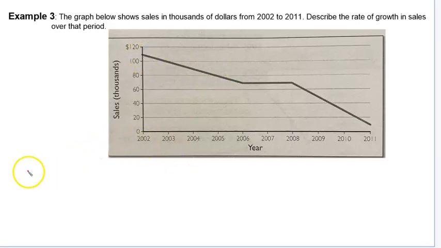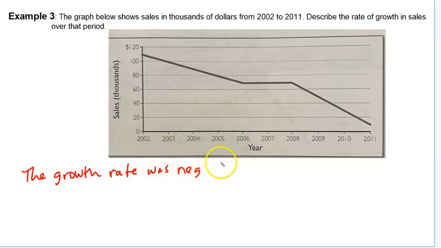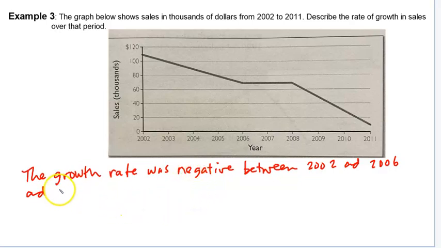The growth rate was negative, so this is a typical answer that you would give. Tell me where it's positive or negative, or may have growth of 0. So it's negative between 2002 and 2006, and between 2008 and 2011.